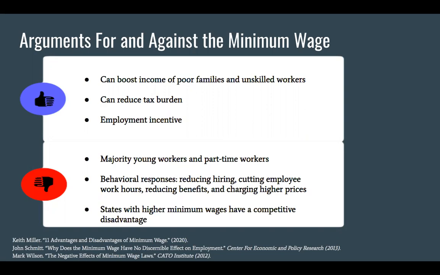Finally, one last argument against the minimum wage is that states with the higher minimum wage have a competitive disadvantage versus lower minimum wage states. This is because most companies will want to move their company out of a higher minimum wage state to a lower one where they can pay their workers less and therefore gain more.